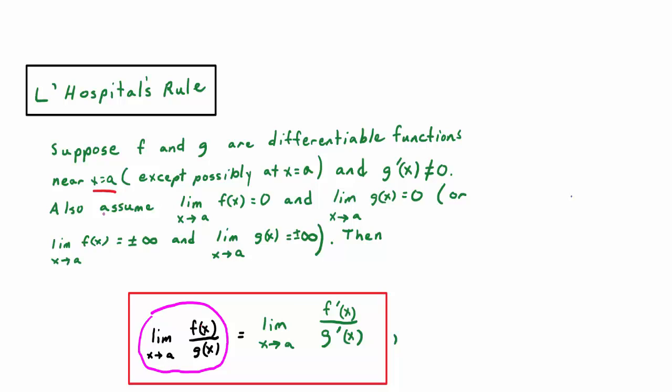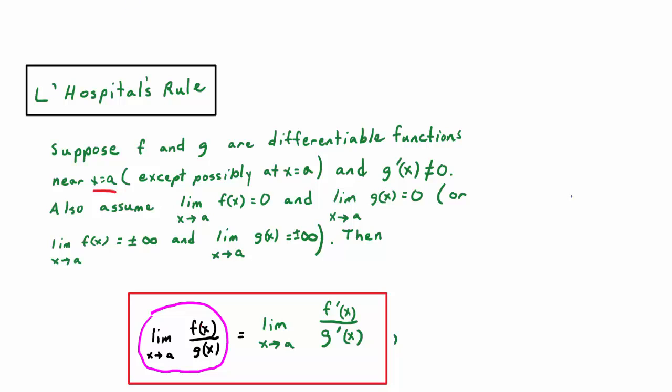And it turns out that the limit of f as x approaches a has to equal 0 or infinity, plus or minus infinity. And the limit of g has to equal 0 or plus or minus infinity. So if upon direct substitution of the value that x is approaching, you get something of the form 0 over 0 or plus or minus infinity over plus or minus infinity, then you have the right, what we call indeterminate form, to apply L'Hopital's rule.